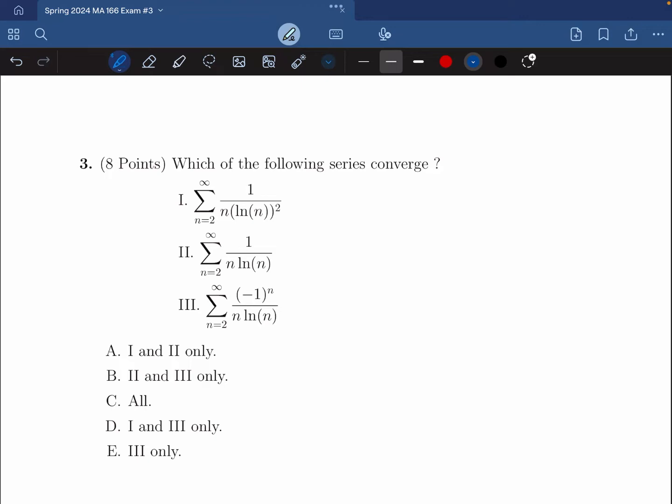So anytime we have a question asking us about convergence or divergence, we want to start off by using the divergence test. So the divergence test states that if the limit of an as n approaches infinity is not equal to 0, the series diverges.